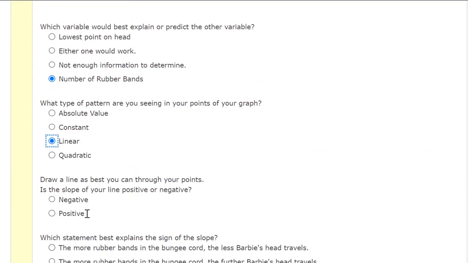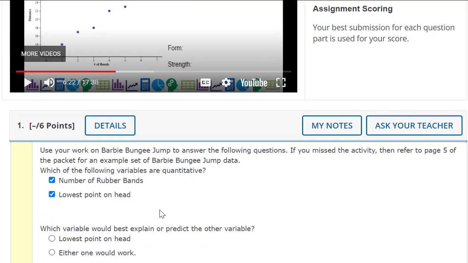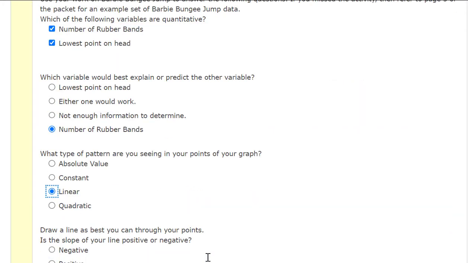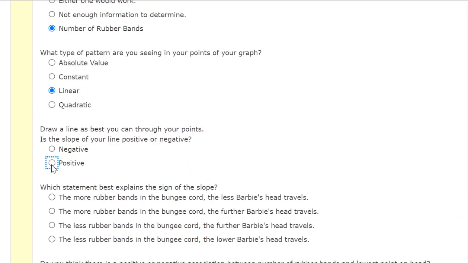Draw a line as best as you can through your points. Is the slope of your line positive or negative? You can see it's positive. So if you did the notes, you actually can get quite a bit, even if you missed class when we gathered data. Which statement best explains the sign of the slope?